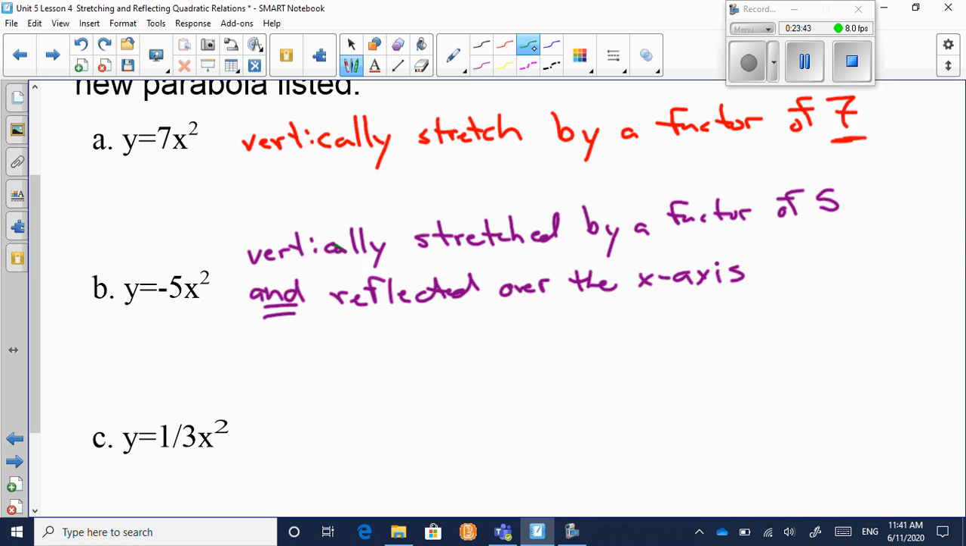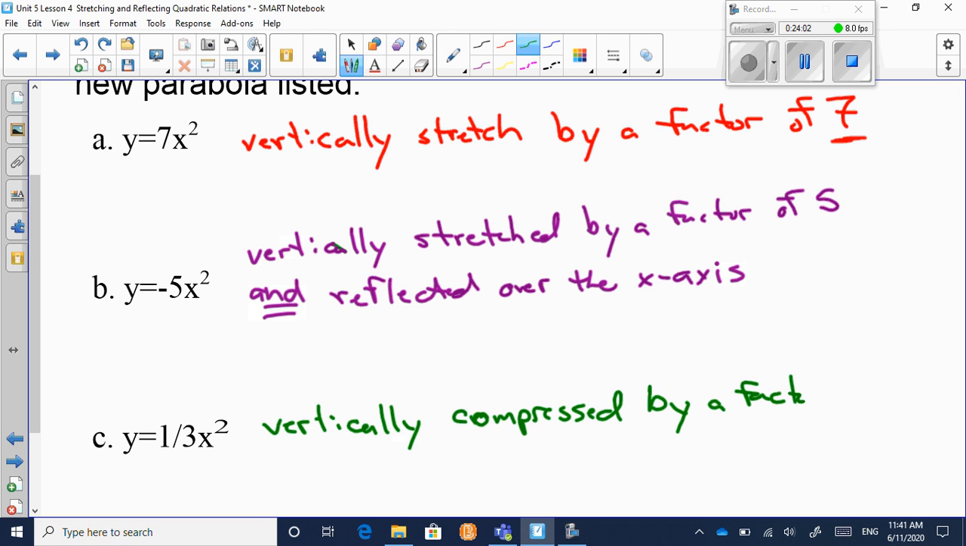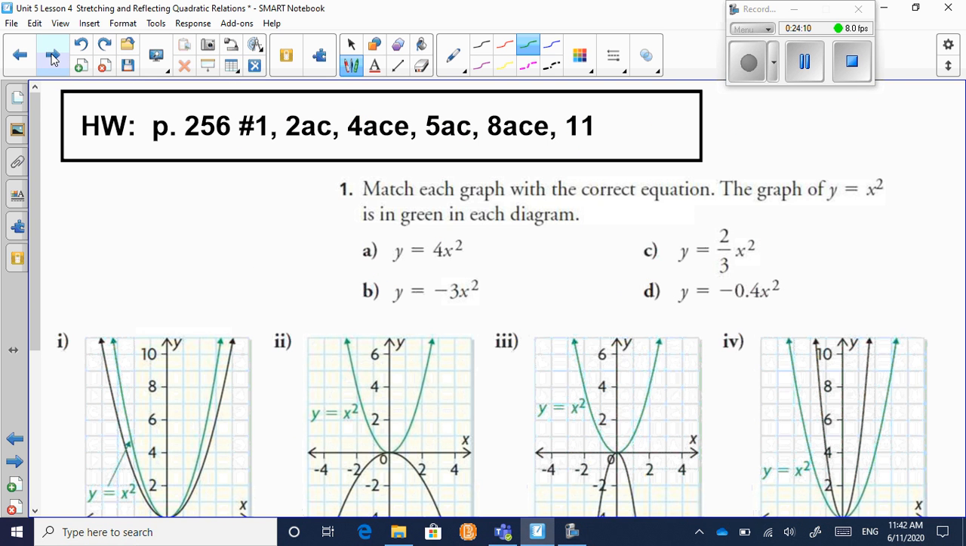And then finally, if it was 1/3 x squared, we would say it's been vertically compressed. It's been vertically compressed by a factor of 1/3.